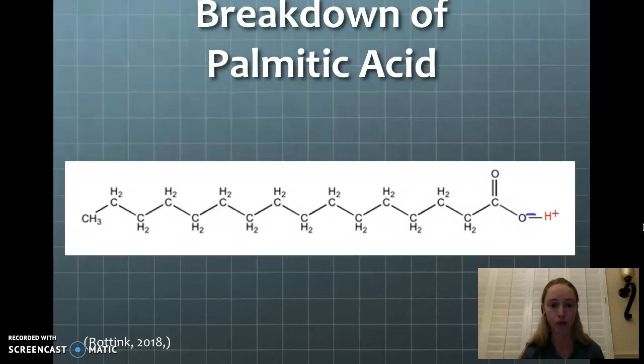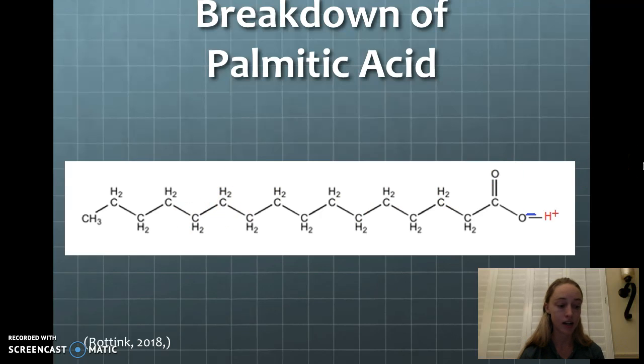We're now going to go into the breakdown of palmitic acid, which is a fatty acid. I have it pictured right here below. It goes through essentially the same or a very similar process as that of glucose. It is going to try and undergo that Krebs cycle. Before it can do that, it has to go through a process called beta oxidation. This process essentially breaks down and oxidizes the molecules into 2 carbon subunits. So it breaks it up into groups of 2, just like that.